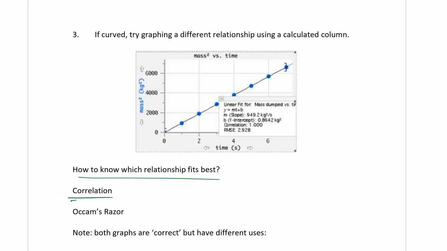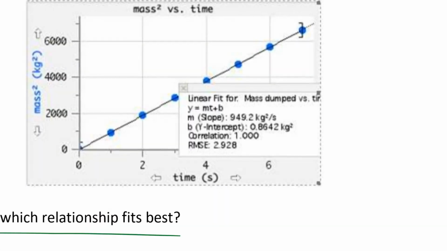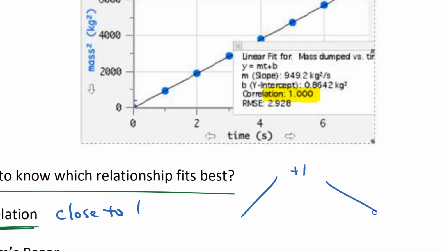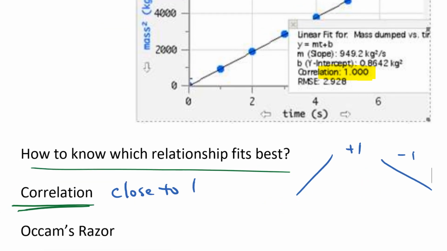Well, the first one is the correlation. And in this example, this is a perfect correlation. Correlation is 1. So you know the correlation is good if the correlation is close to 1. If the line's going uphill, it's close to positive 1. If it's going negative, it's close to negative 1. So I could say close to plus or minus 1.